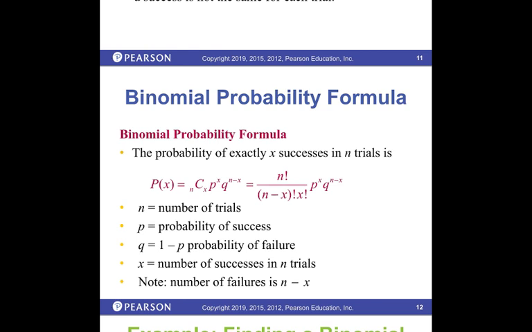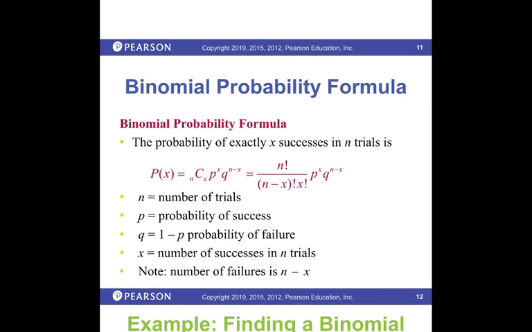Okay, P here is the probability of success. X is the number of successful trials. Q is the probability of failure. And then you have this n minus x. Number of failures is n minus x.